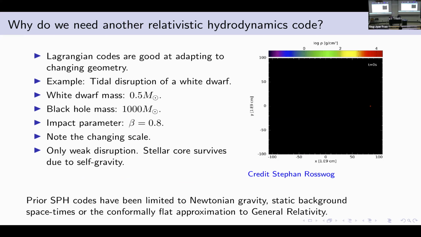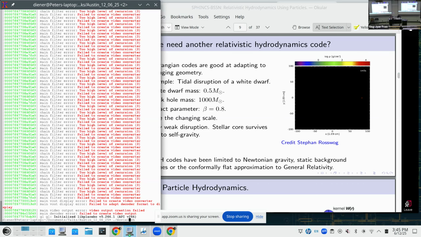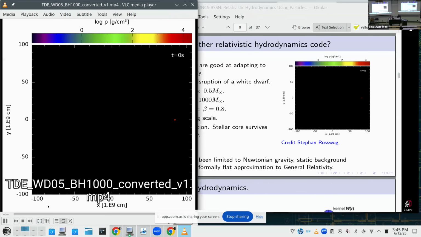So as I mentioned, Lagrangian codes are very good at adapting to changing geometry. And just as an illustration of that, I found this simulation by Stephan Rosswog. This is not full relativity. This is Newtonian gravity for the self interaction of the star in the background of a Schwarzschild black hole. And let me go here and stop the movie.